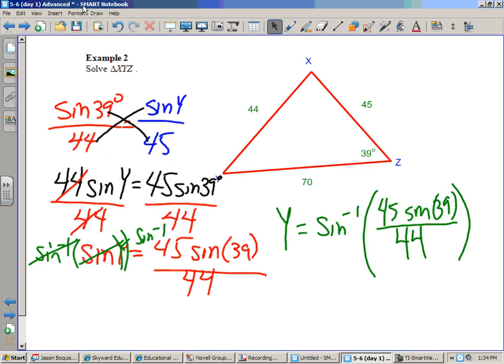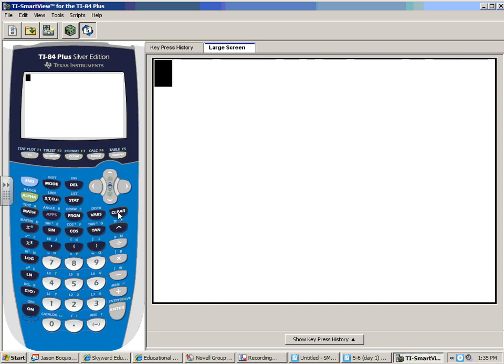Can you type that straight in like that? Is that okay to do that? You can if you want. What some people do is they type in that, get that decimal first, and then they take arcsine of that, and I'll show you what that looks like. So yeah, you can just type it straight in if you feel comfortable, or you can do this.